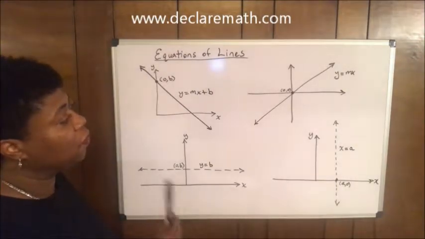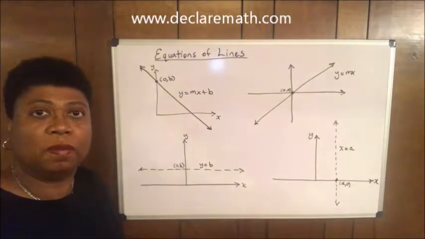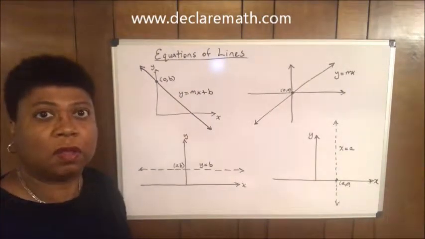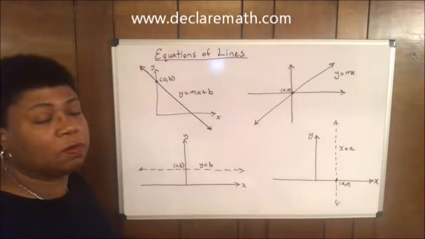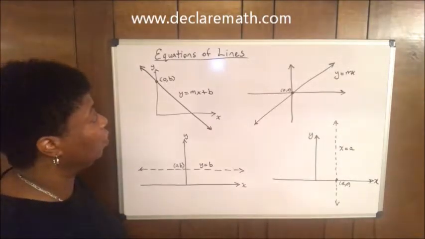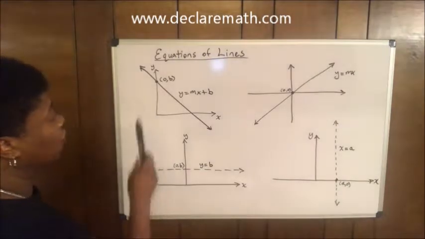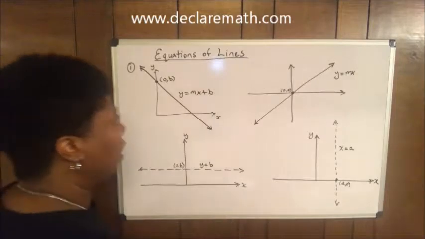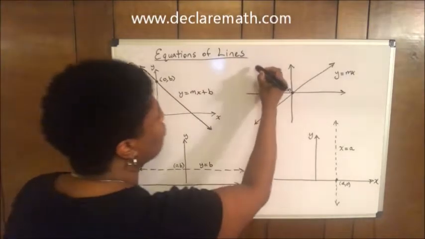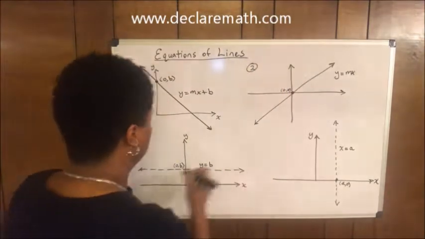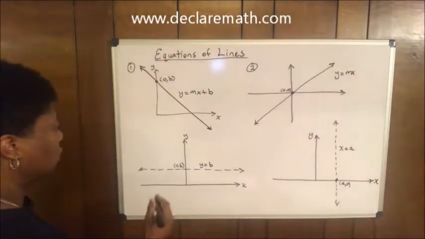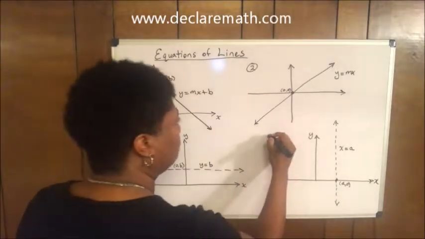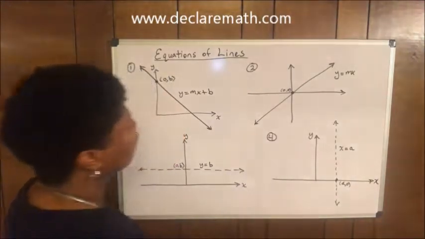These are 4 examples of the major equations of lines that you need to know about in terms of the slope. Okay, so we have this graph here. We'll call this graph 1, and we'll call this one graph 2. So we'll have something to refer to, and this one is graph 3, and this one is graph 4. Okay.